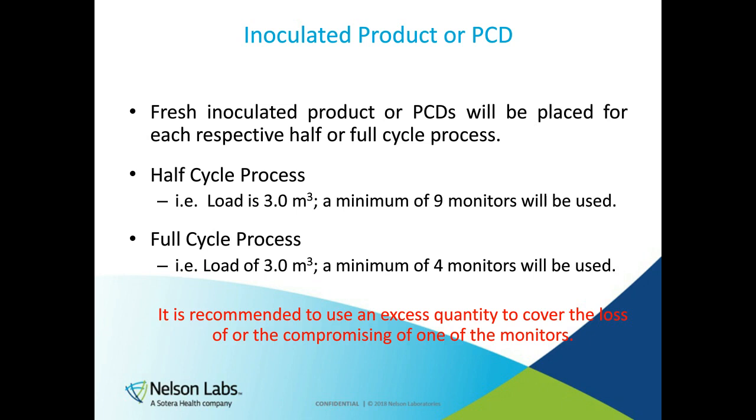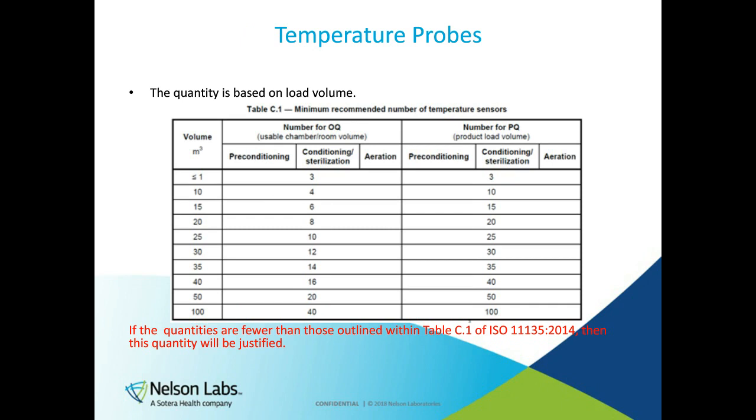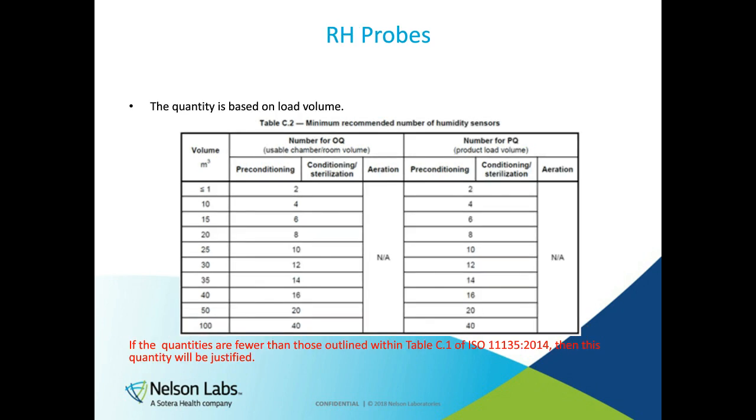Temperature probes are the same aspect as the inoculated product. There's a table in Annex C that provides recommendations, as well as for the relative humidity probes. These tables are to be used. If you do not use these tables to calculate or estimate how many probes or inoculated products you will need to monitor the sterilization process, then those quantities need to be rationalized.